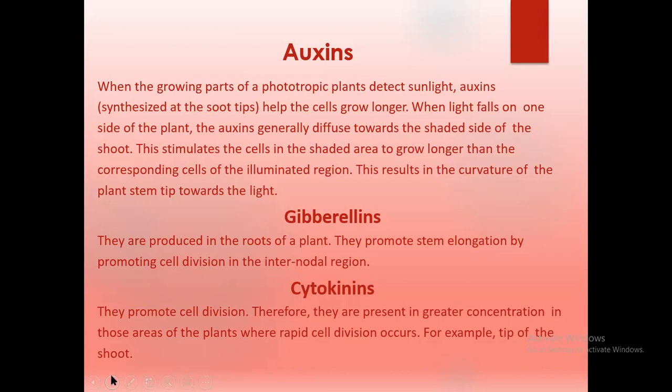Gibberellins are produced in the root of the plant. They promote stem elongation by promoting cell division in the internodal regions. What is cytokinin? Cytokinin is a phytohormone. This promotes cell division. Therefore, they are present in greater concentration in those areas of the plant where rapid cell division occurs. For example, the tip of the shoots.